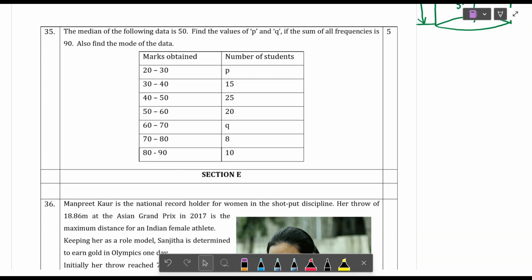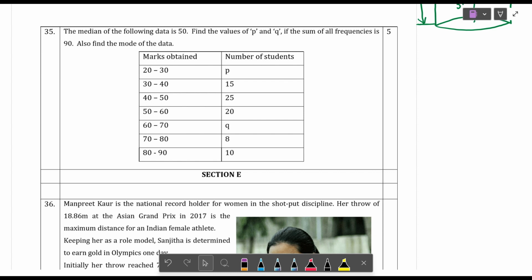Find the values of P and Q if the sum of all frequencies is 90. Also find the mode of the data. So what they have given is marks obtained, that is class intervals: 20 to 30, 30 to 40, 40 to 50, 50 to 60, 60 to 70, 70 to 80 and 80 to 90. All these class intervals given are exclusive class intervals, so we can keep them as they are.